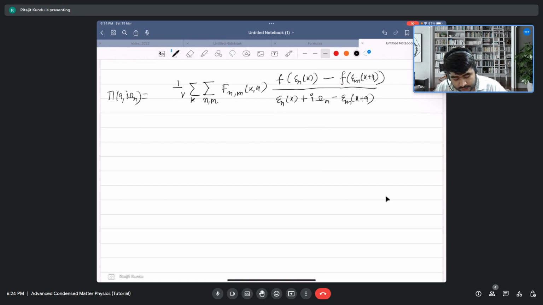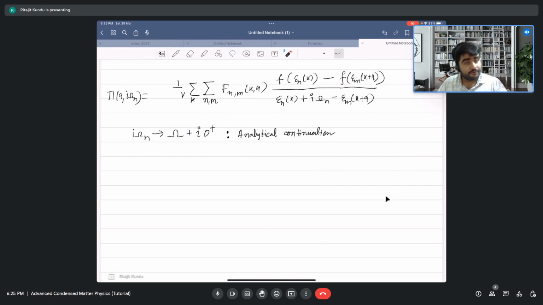So here I'll do one transformation. I'll change this i omega_n to some omega, or let's say omega plus i times some infinitesimally small positive number. This step is called analytical continuation. It is analytical continuation in the sense that we have truly calculated a function for this imaginary variable i omega_n, and now I am trying to convert that function into a real variable omega. I analytically know a function for a particular domain, but I am trying to convert that for a different domain. In that sense, it is called an analytical continuation. That is a technical term, just in case you come across it.